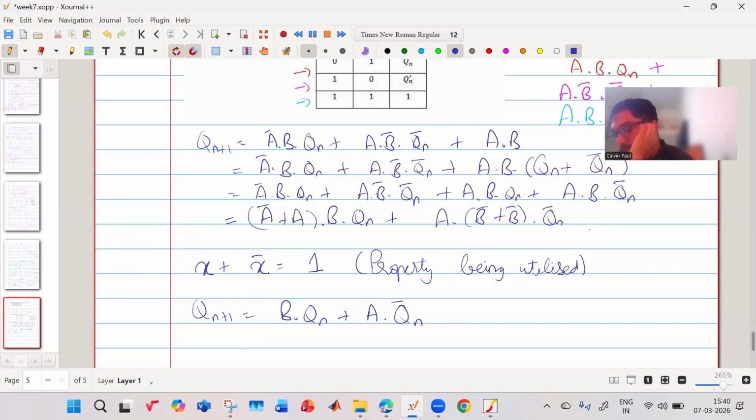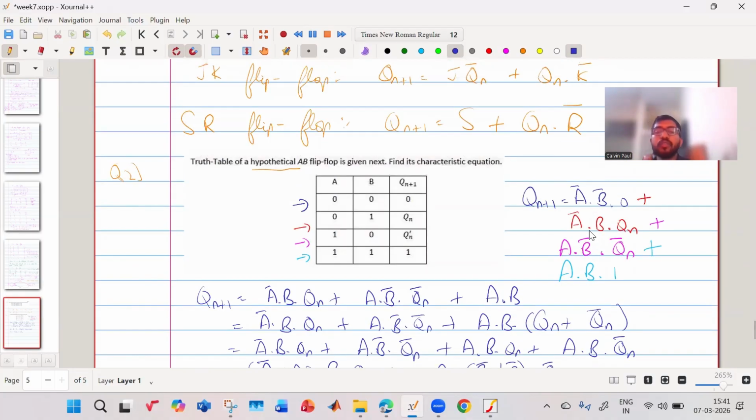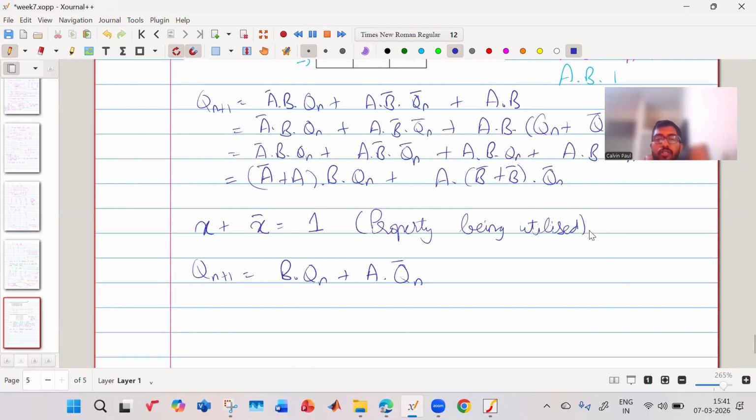So this is how we can write the characteristic equation of the hypothetical truth table. What did we do? We looked at the truth table, which was in extended variable form, and then we substituted the values. We got a little long, big expression. Then we used Boolean algebra and simplified the expression, and we got a smaller, more compact representation, that is B and Qn plus A and Qn bar.